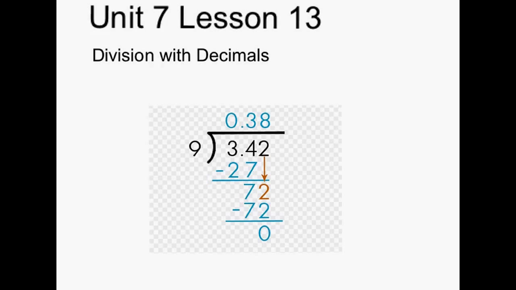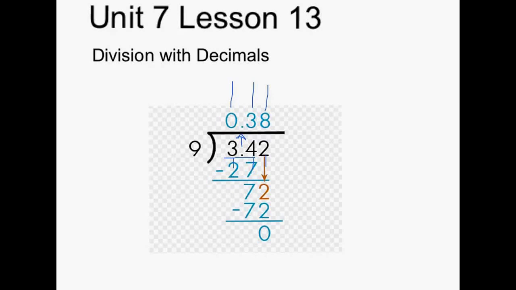You know what? It's like a regular division. I would ignore the decimals. You can see the work here. 9 goes into 34 3 times, which is 27. Notice that they put a 0 above the 3, and notice that the decimal came straight up in the answer. It's really important to line these numbers up with the numbers in the dividend here.